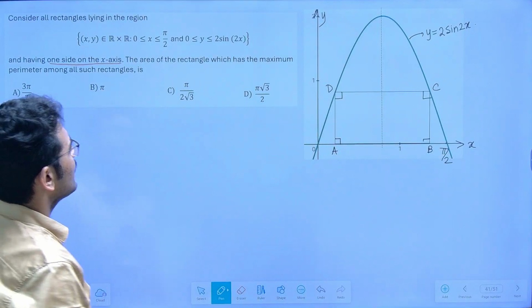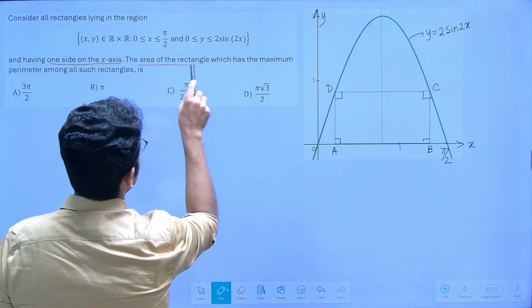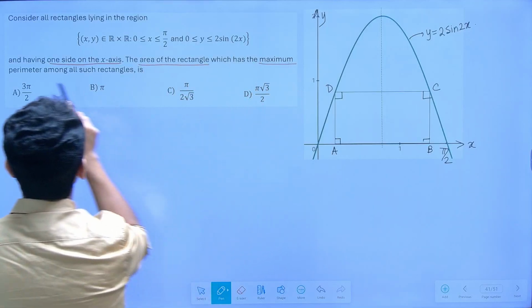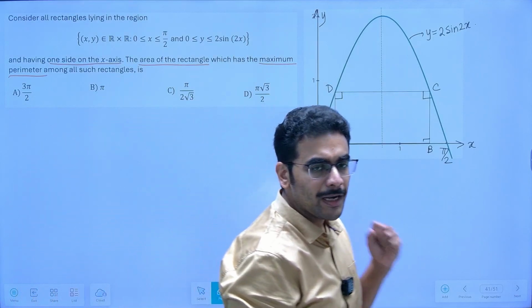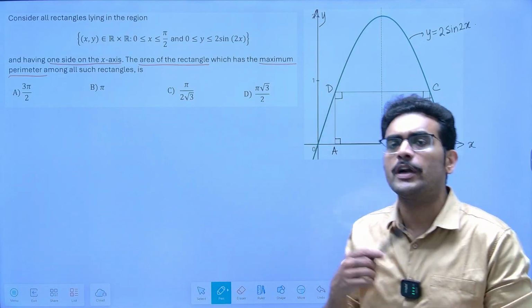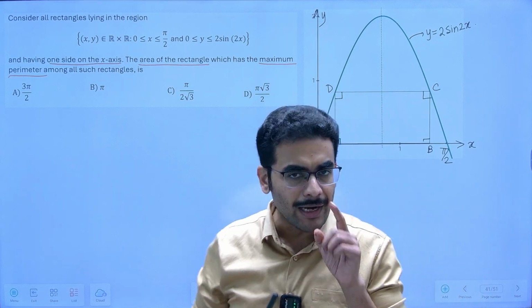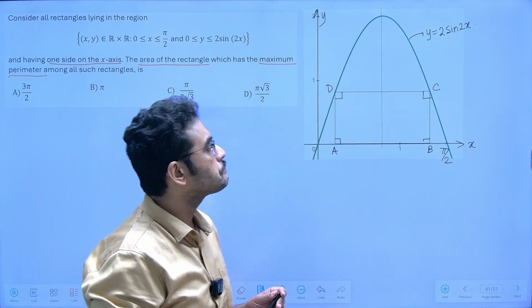So for this rectangle, we need to find out the area of the rectangle which has maximum perimeter among all the rectangles. So we need to maximize the perimeter of the rectangle and corresponding to the maximum perimeter, that rectangle's area we need to find out.